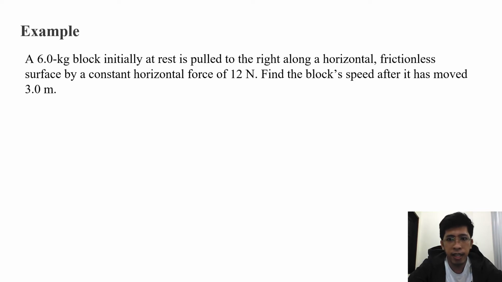Find the block speed after it has moved 3 meters. Okay, so here we have a 6 kilogram block. This is the mass of your block. Initially at rest, meaning your initial velocity is equal to 0, it is pulled to the right along a horizontal frictionless surface by a constant force of 12 newtons.